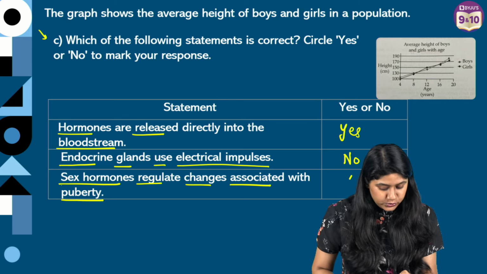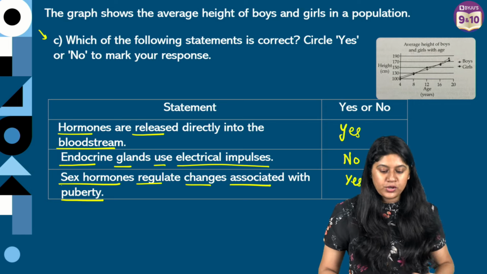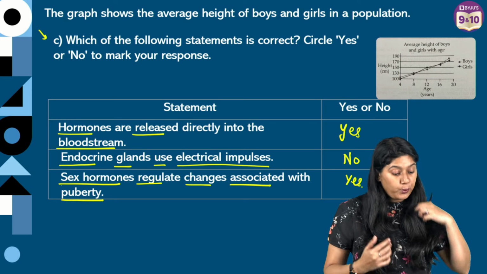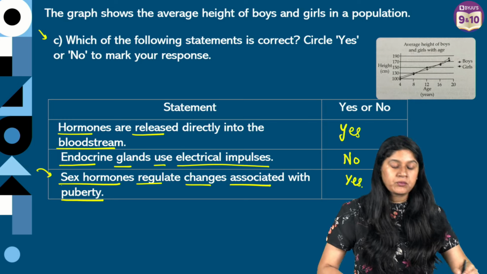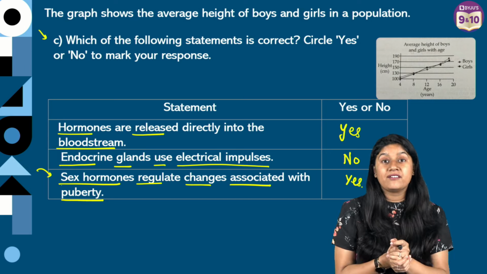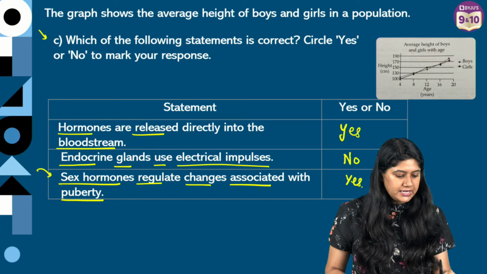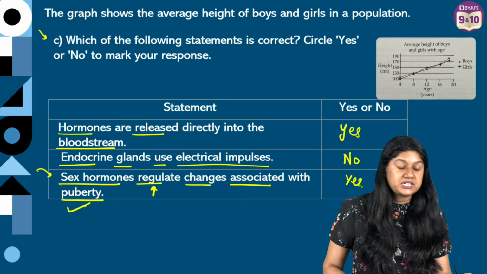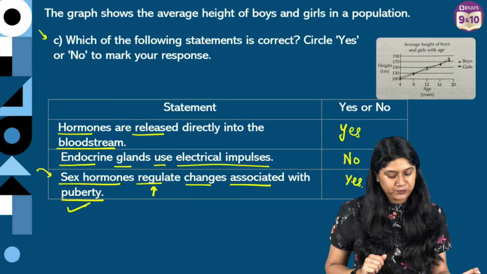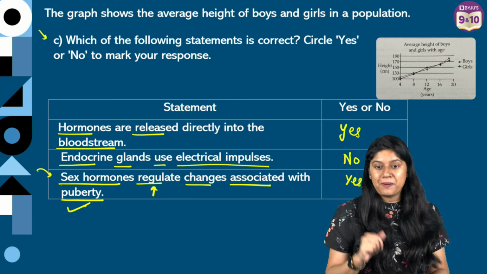Then statement 3. Sex hormones regulate changes associated with puberty. This is absolutely correct. Yes. So we have 2 yes and 1 no. We know that the sex hormones are released. In males or boys, we have testosterone, and in girls, we have estrogen and progesterone. So definitely they regulate the changes in puberty, especially testosterone and estrogen. So with that, we are done with the C part of the question.